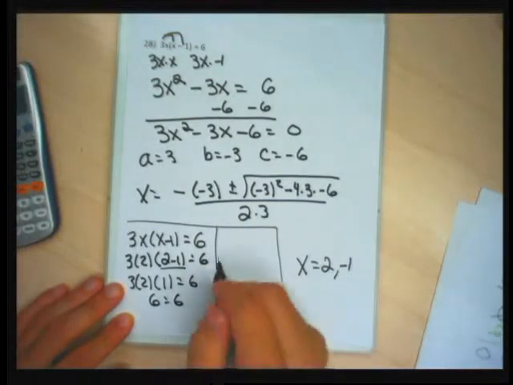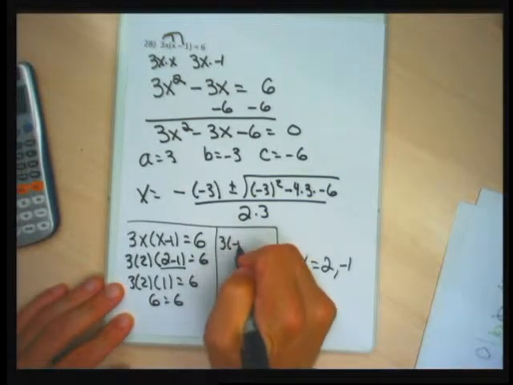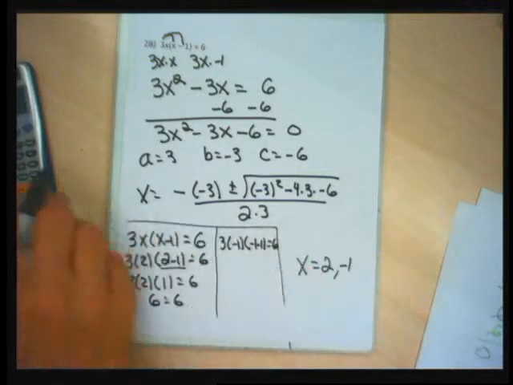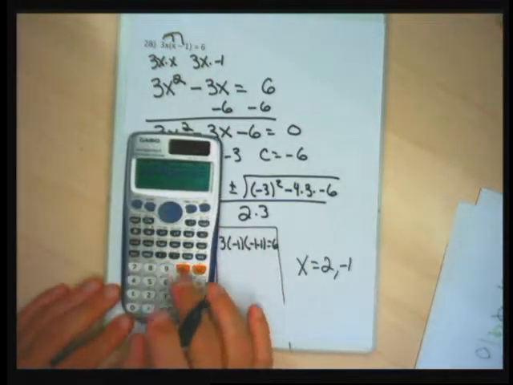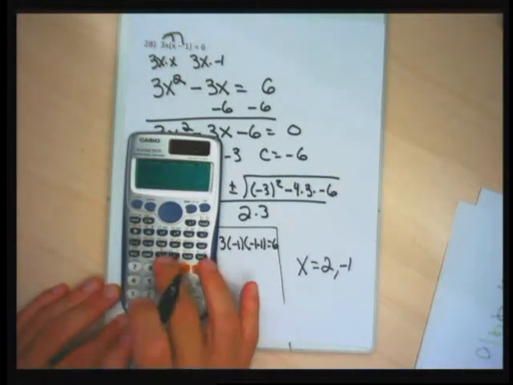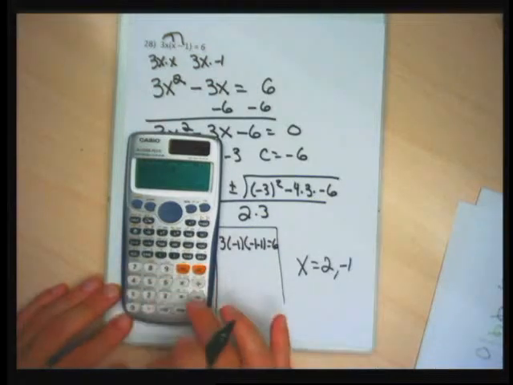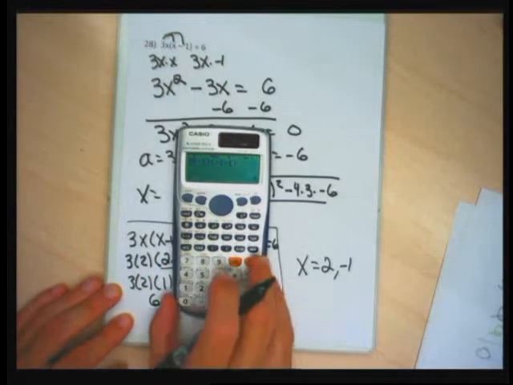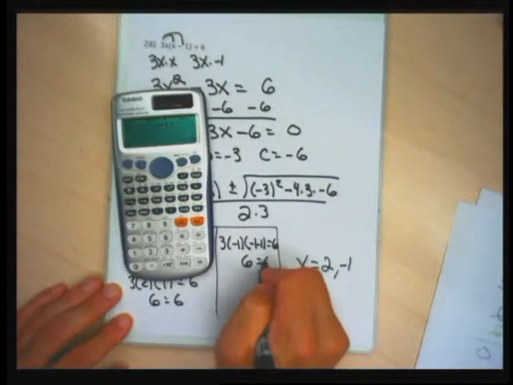For the negative 1, I'm going to go 3 times negative 1 times negative 1 minus 1 and see if that equals 6. I'll do that on my calculator. So 3 times negative 1 times negative 1 minus 1. You can barely see what I typed in. Still get 6 equal to 6, so that's also good.